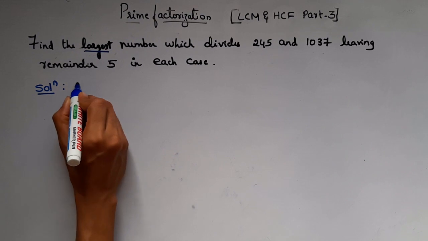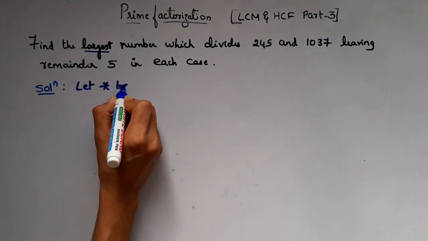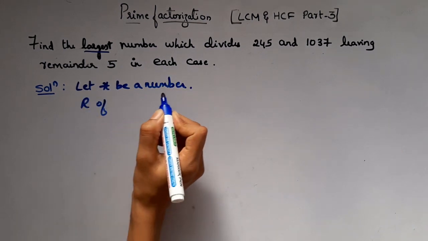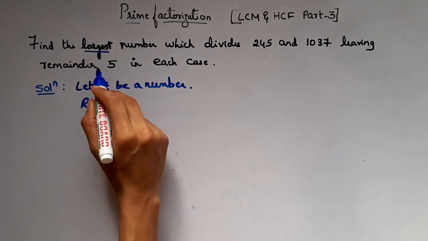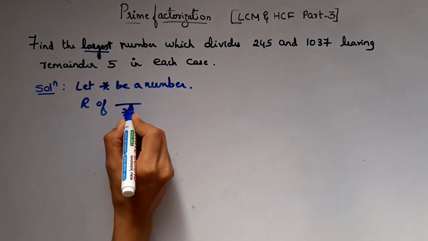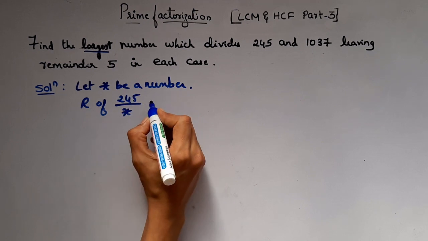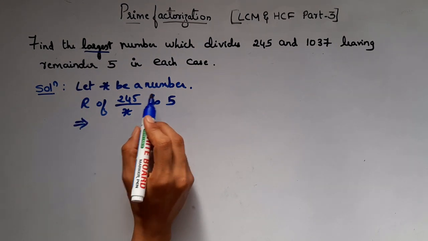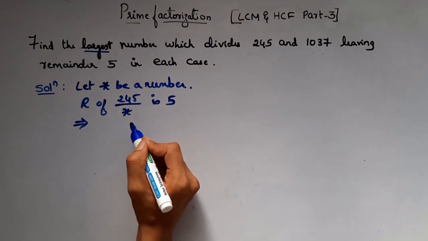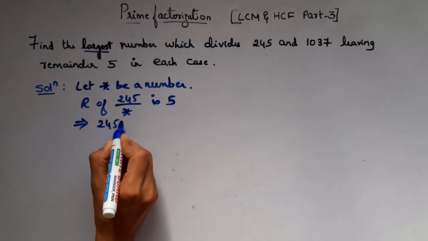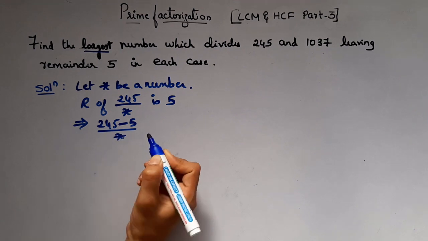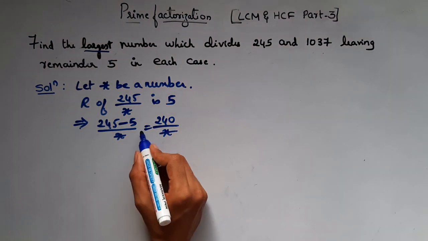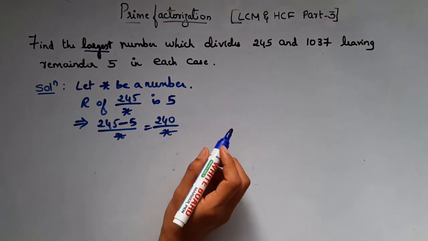Now let x be a number. The number divides 245, leaving remainder 5, right? This implies when you subtract 5 from this number, that number is exactly divisible by x. That is 245 minus 5 by x, which is nothing but 240 by x. That means x divides 240 exactly.